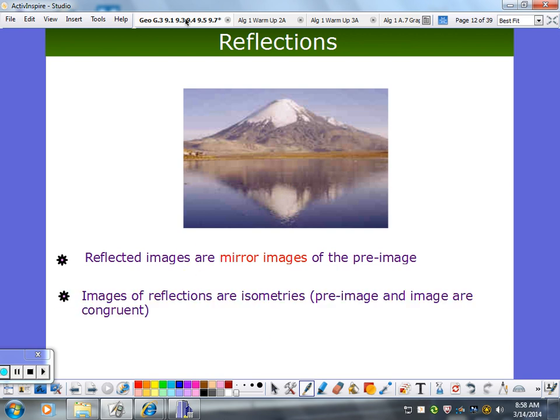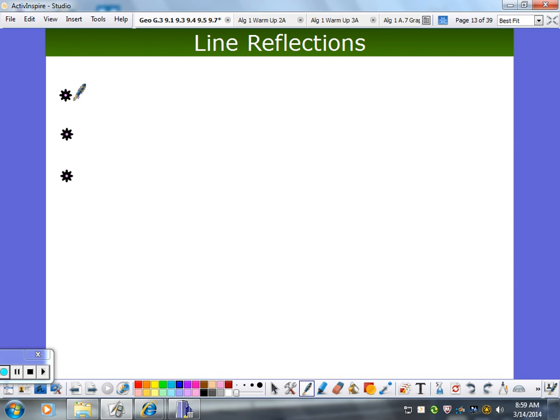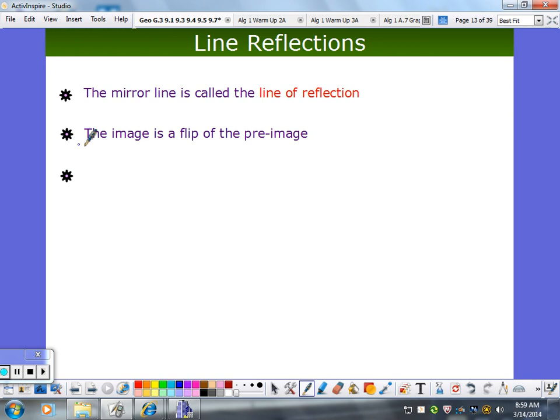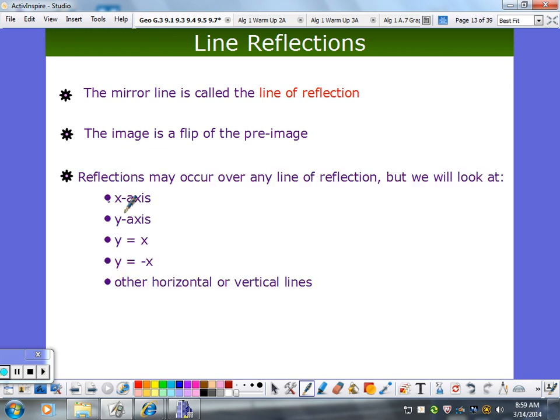Images of reflections, again, I don't know how to say this word. I think it's isometry. But they're congruent shapes, just transformed in a way where this might be called the flips, right? Flip. Line reflection. So we'll look at those first. The mirror line is called the line of reflection. And the image is a flip of the pre-image.